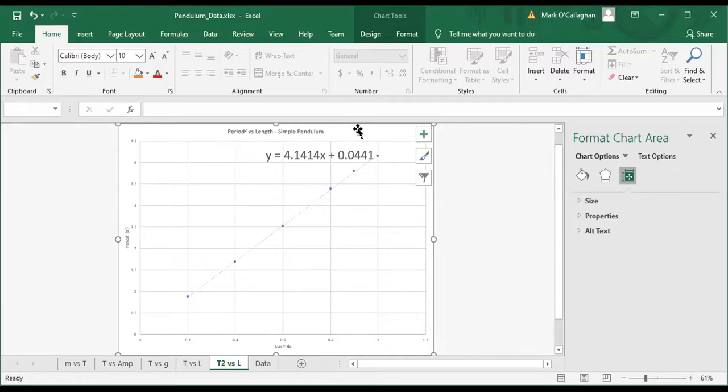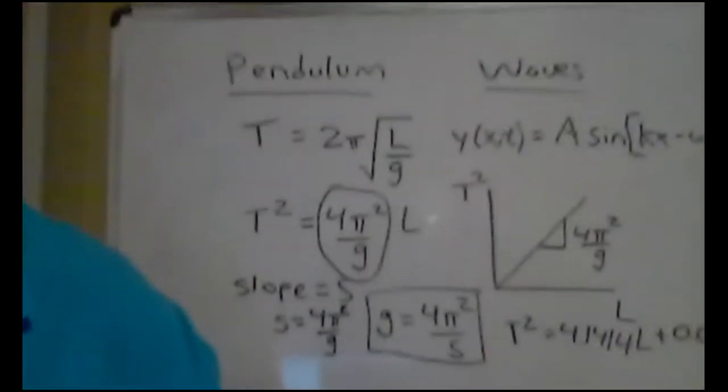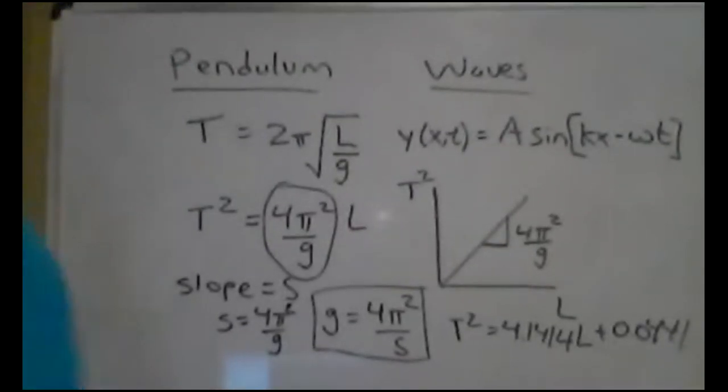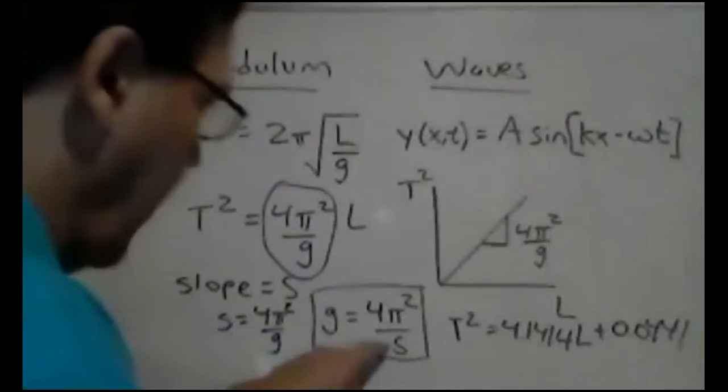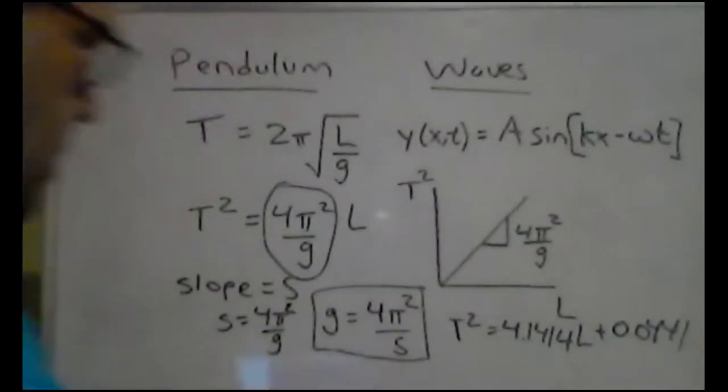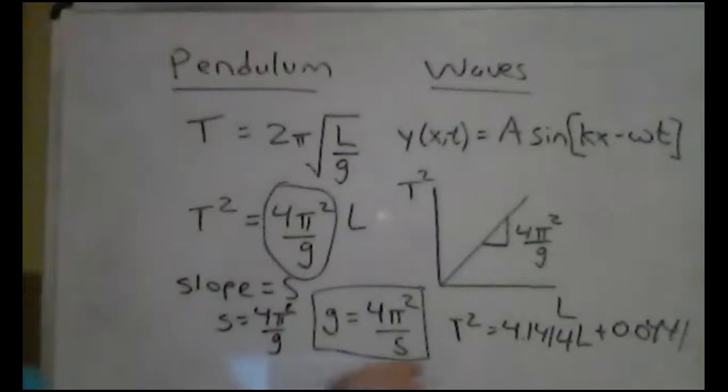And let's go back to the whiteboard. What does this mean? Well, I have a value. This 4.1414 is my value for S. And so if I look at this and say, okay, well, that's my value for S.